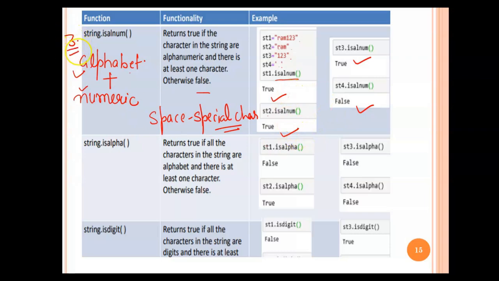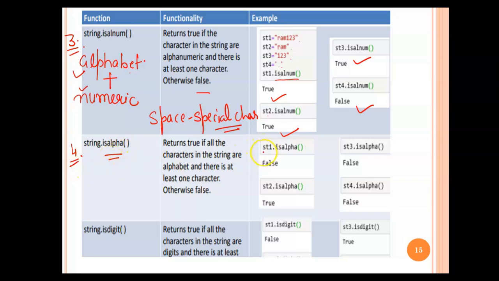This is our third string function. Now moving to the next function, we have string.isalpha. So if you understood the previous one, I think you can relate the working of this also with the change. So isalpha is going to give you the true result only in case of alphabets, capital A to Z or small a to z. In both of the cases you will be getting true, otherwise false.